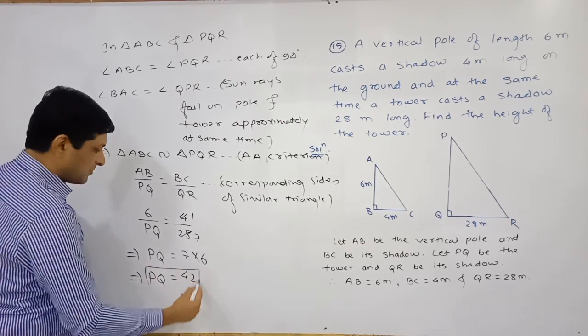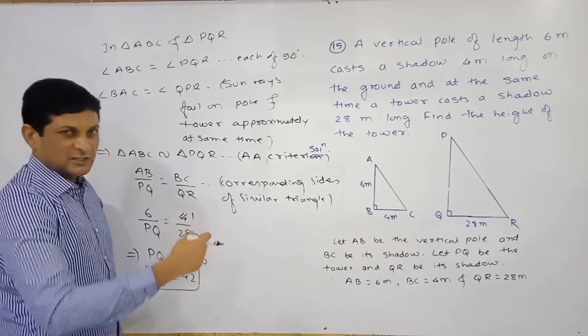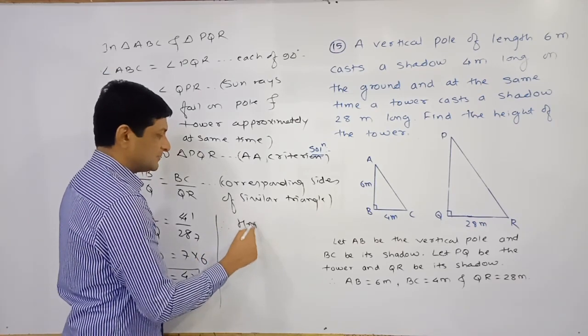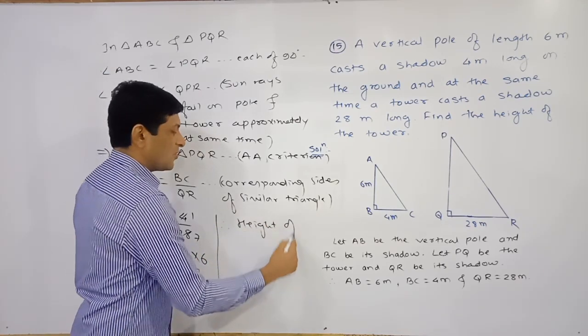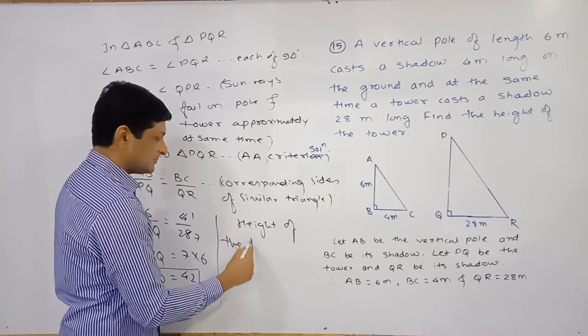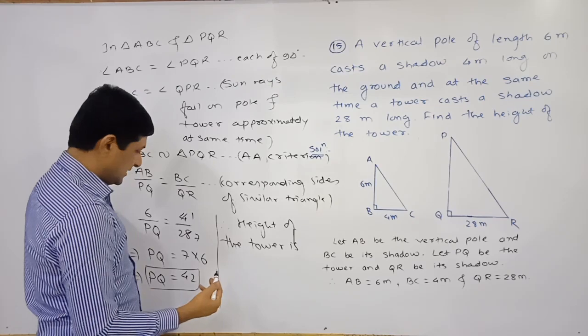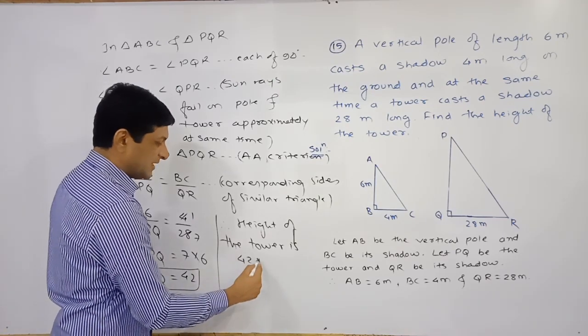So once the length of PQ is known to us, PQ is nothing but the height of the tower. So that's why we can say that the height of the tower is equal to 42 meters.